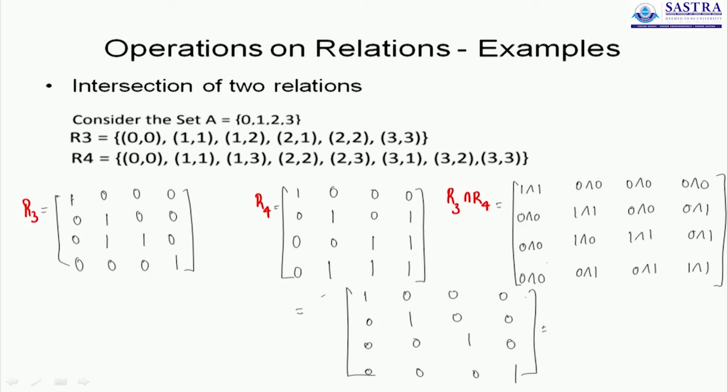And this corresponds to the ordered pairs we wrote on the previous slides: 0 0, 1 1, 2 2 and 3 3. So such an easy operation on matrices will also help you identify the relation which represents the intersection of the two relations R and S.